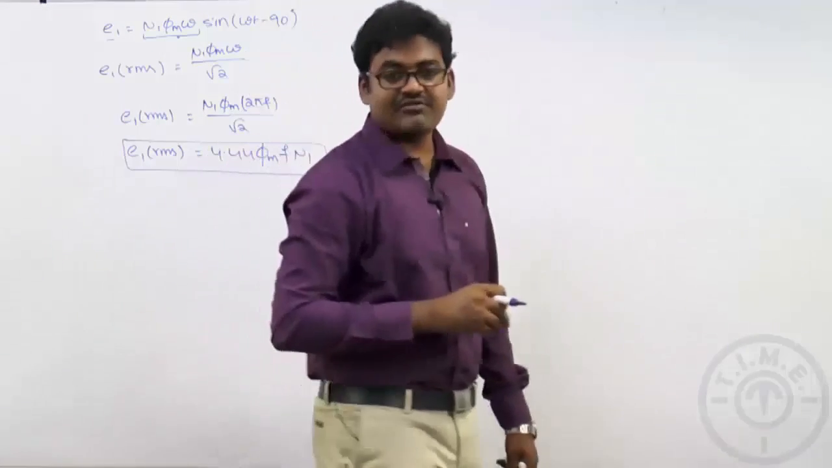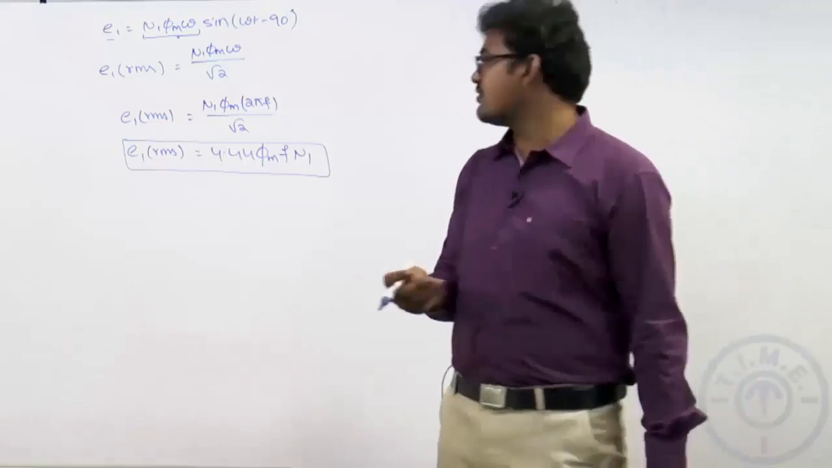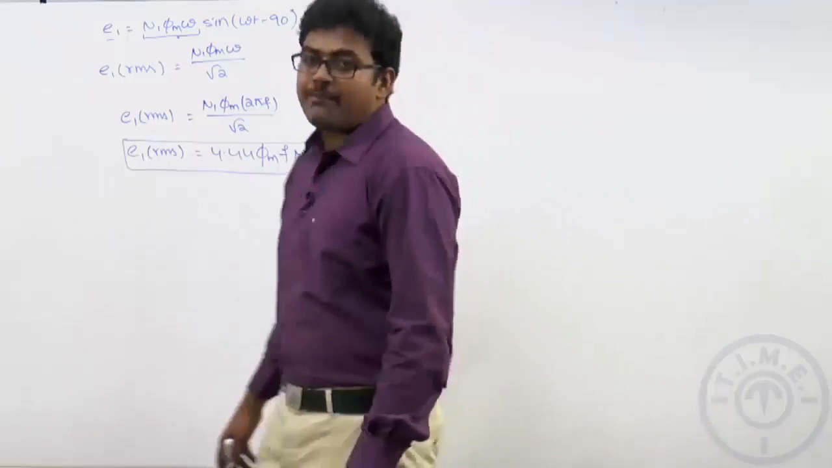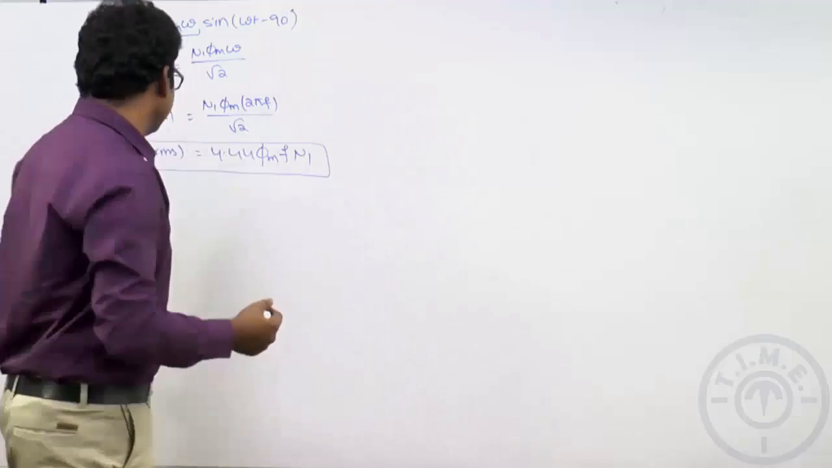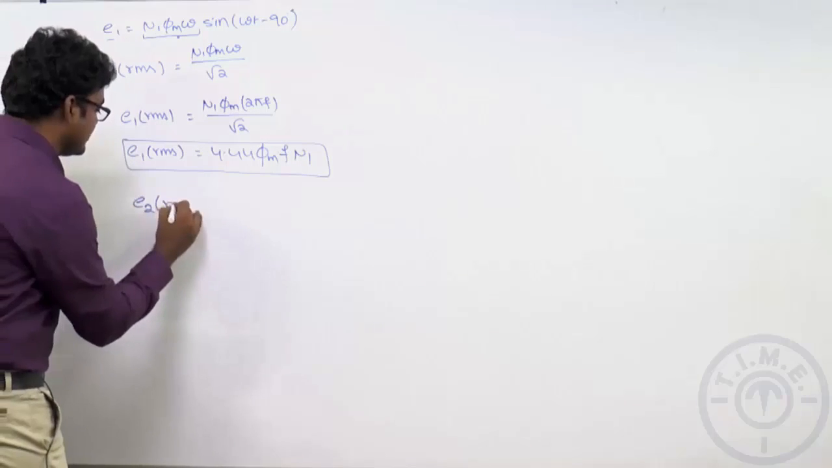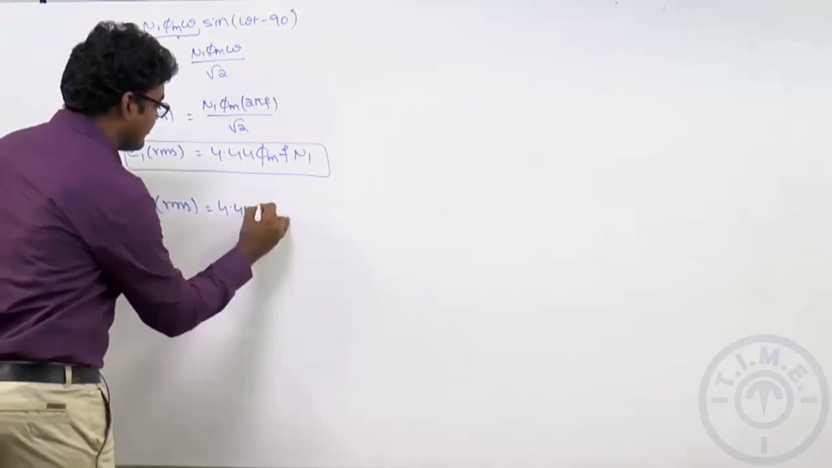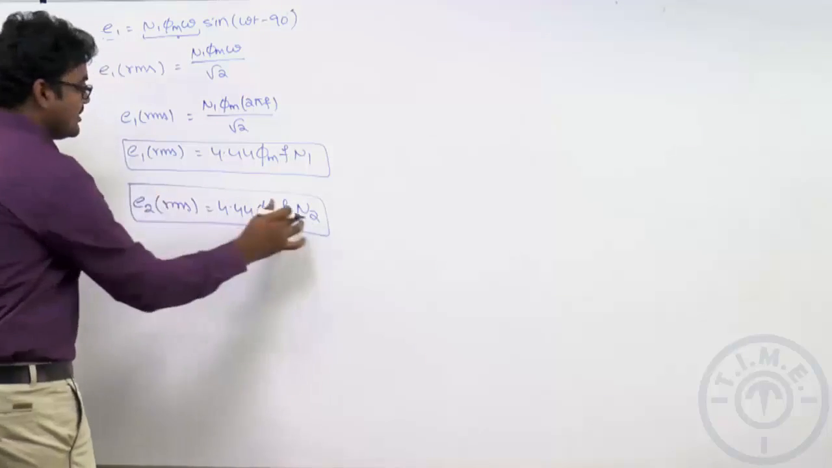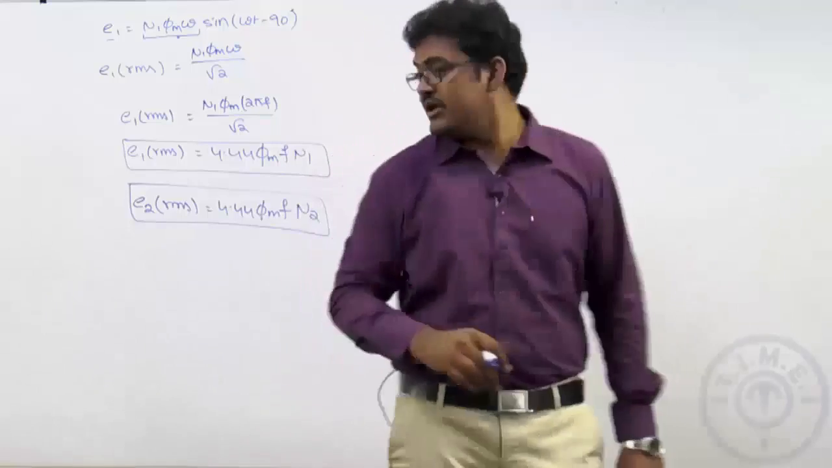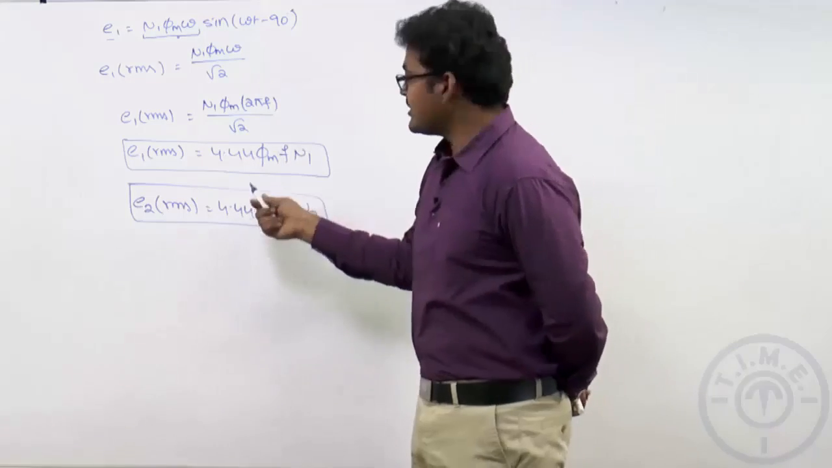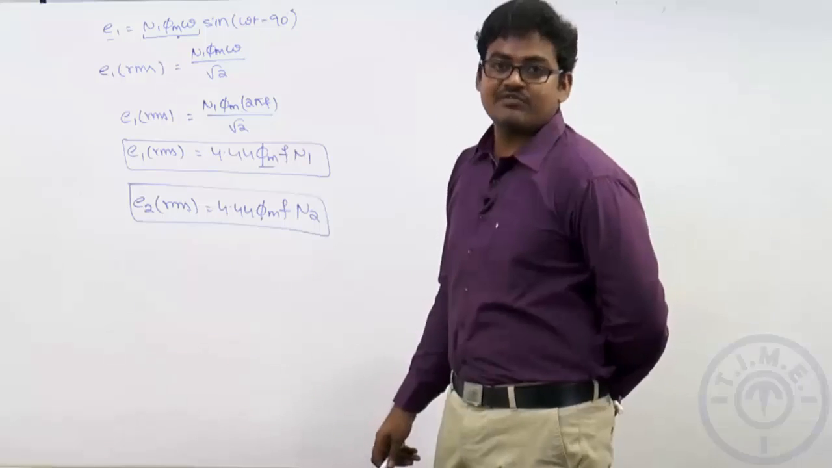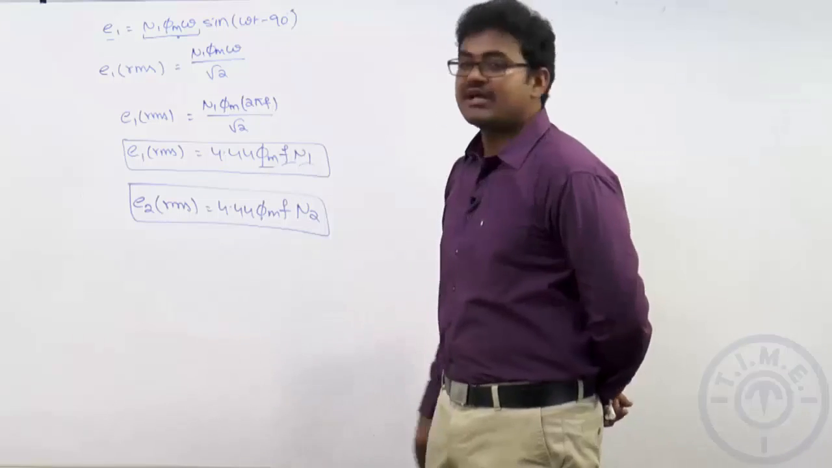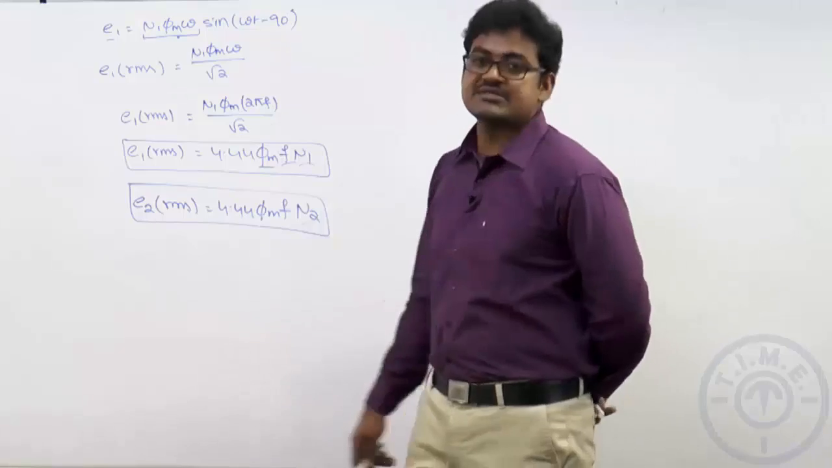This is the induced EMF on the primary winding of the transformer. If you apply the same principle on the secondary winding of the transformer, then you will get the E2 RMS value equal to 4.44 phi m f into N2, because the secondary winding has N2 number of turns. Got it? So 4.44 is a constant, phi m is the maximum value of the flux, f is the frequency at which your transformer is operating, N1 is the primary number of turns, and N2 is the secondary number of turns.